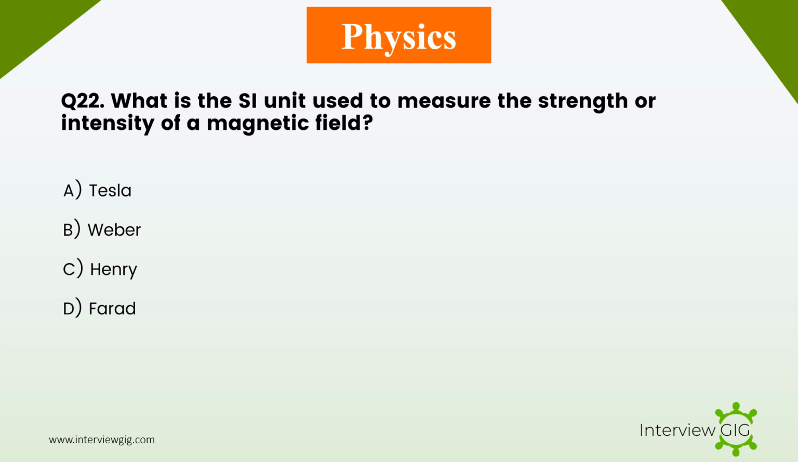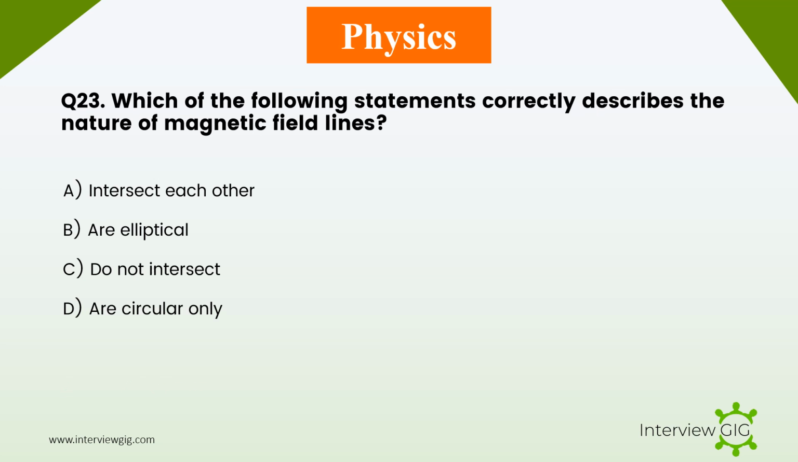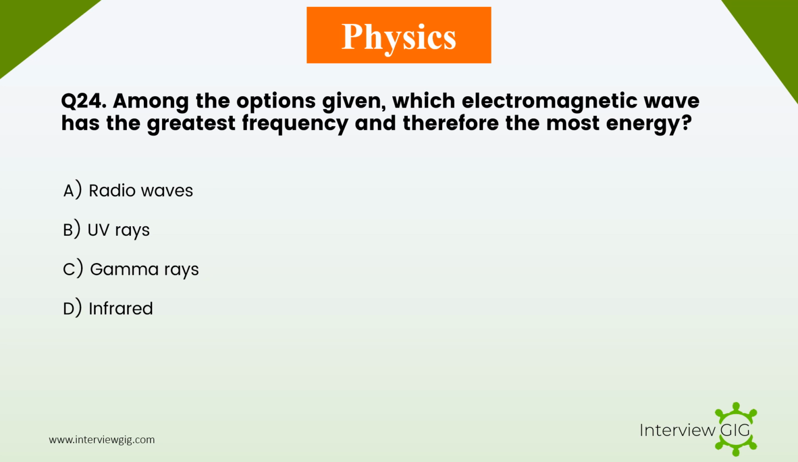Next question. What is the SI unit used to measure the strength or intensity of a magnetic field? Options. A. Tesla. B. Weber. C. Henry. D. Farad. Answer A. Tesla. Next question. Which of the following statements correctly describes the nature of magnetic field lines? Options. A. They intersect each other. B. Are elliptical. C. Do not intersect. D. Are circular only. Answer C. Do not intersect. Next question.